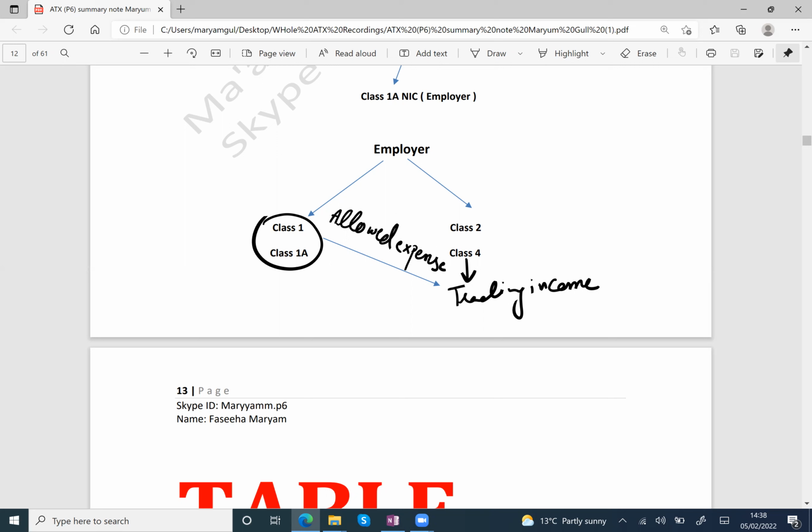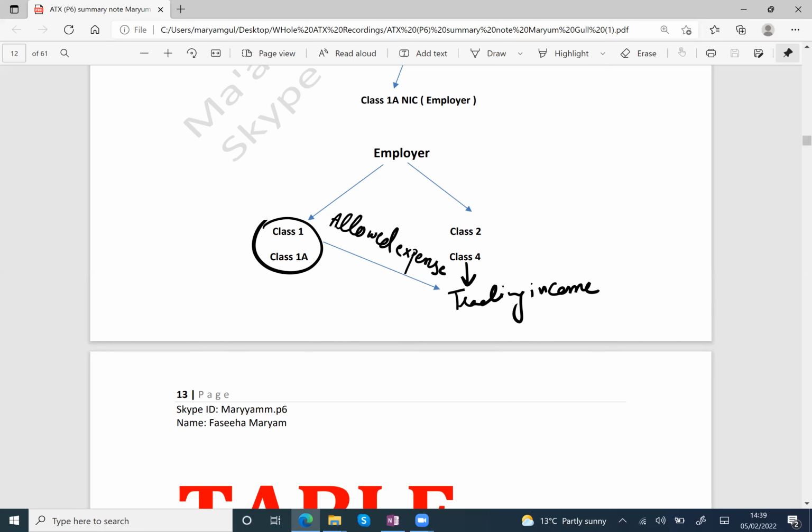So class 1 and 1A NIC is a cost for the employer when he pays you those cash and non-cash benefits. This class 1 and 1A NIC, which the employer is paying on giving you the cash and non-cash benefits, is an allowed expense for the employer and he can deduct it from his trading income. You can see in the diagram, class 1 and 1A are both allowed expenses and the employer can deduct them from his trading income.